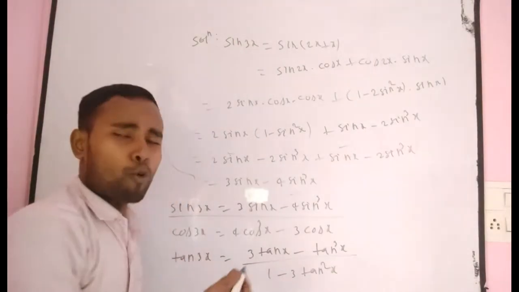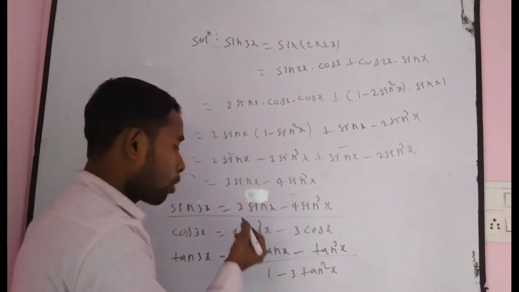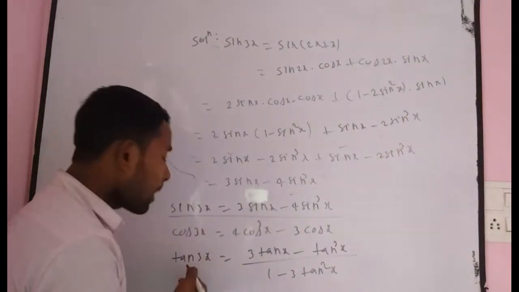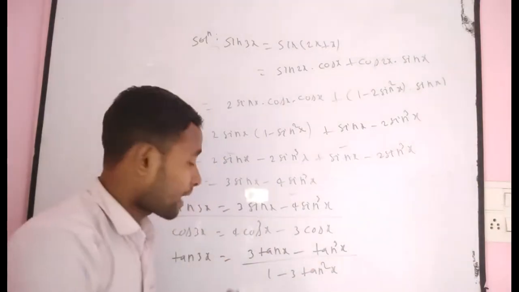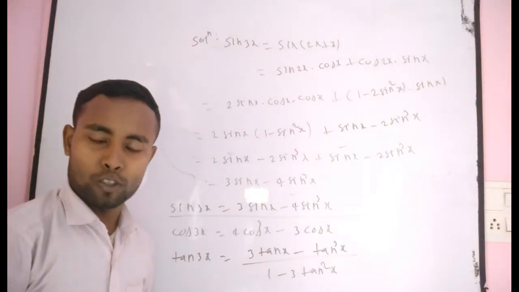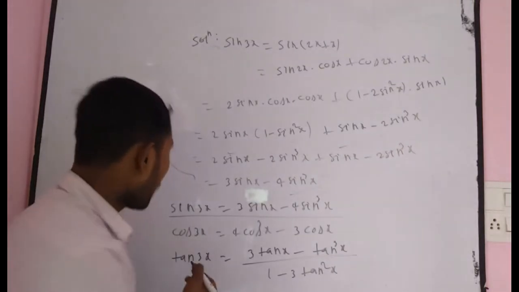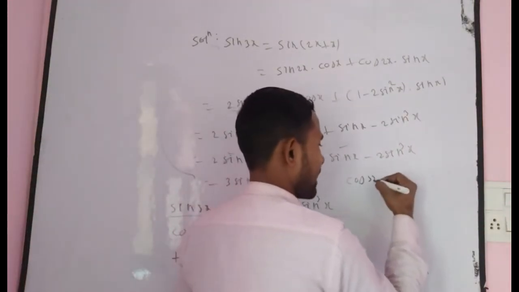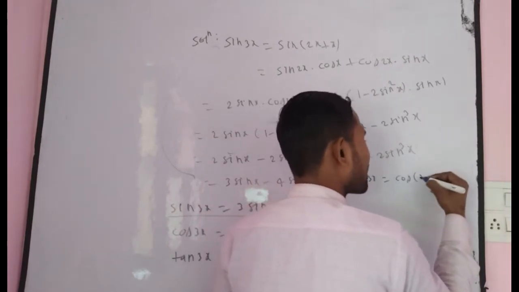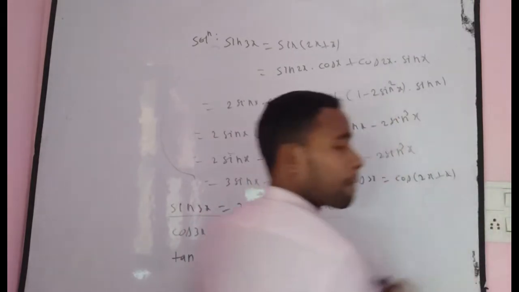Similarly, you can put cos 3x is equal to 4 cos cube x minus 3 cos x. Similarly, you can also put tan 3x is equal to 3 tan x minus tan cube x divided by 1 minus 3 tan square x. I want to also give a hint on cos 3x. How can you prove cos 3x? Can you write cos 3x is equal to cos (2x plus x)?